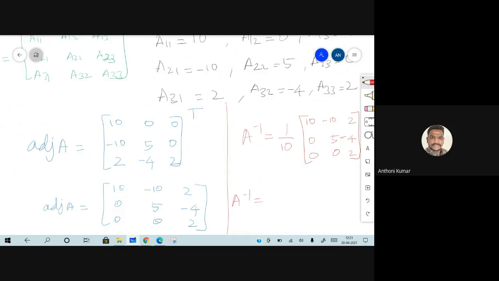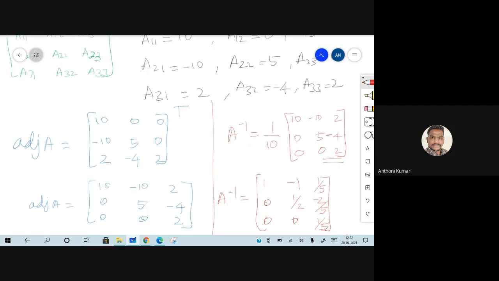Just take 10 inside. You'll get the required A inverse as 1, minus 1, 1 by 5, 0, 1 by 2, minus 2 by 5, 0, 0, 1 by 5. Am I right? Yes, sir. It's correct, but going forward, simplification, this is the perfect answer. This also I'll give a mark. Nothing wrong.